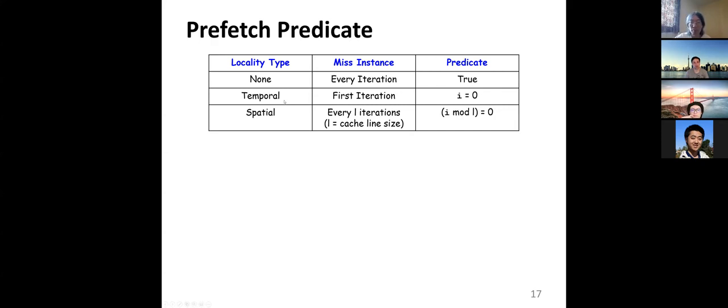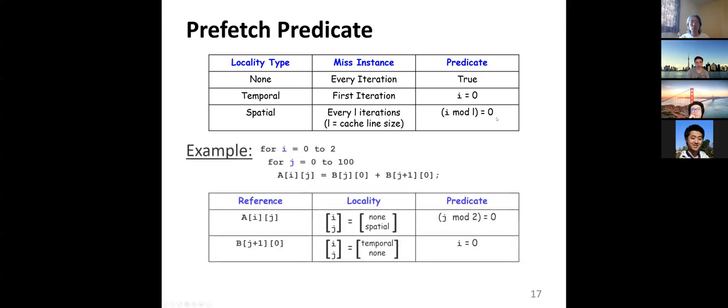If you had a temporal locality, something like the first iteration, then the predicate is something like I equals zero. For spatial locality, every L iterations, where L is the cache line size, you can have a miss, because you brought a cache line, then you reuse everything within this cache line, and then you need to bring a new cache line with new data. For example, in an array, that predicate is written as I mod L equals zero, where L is the cache line size. That's a predicate.